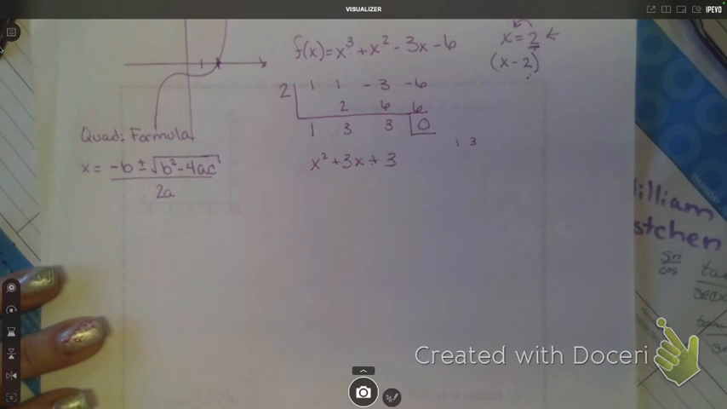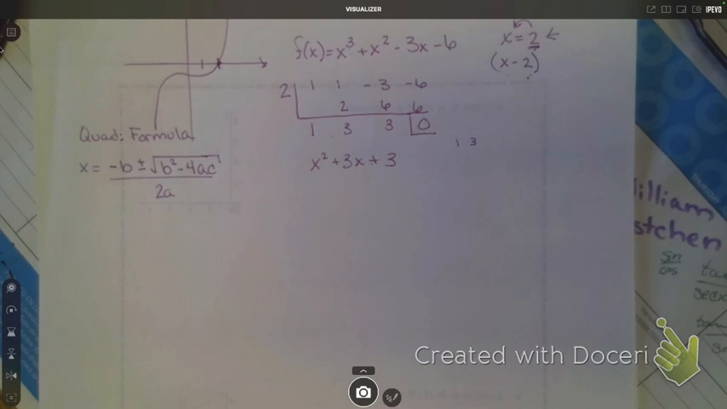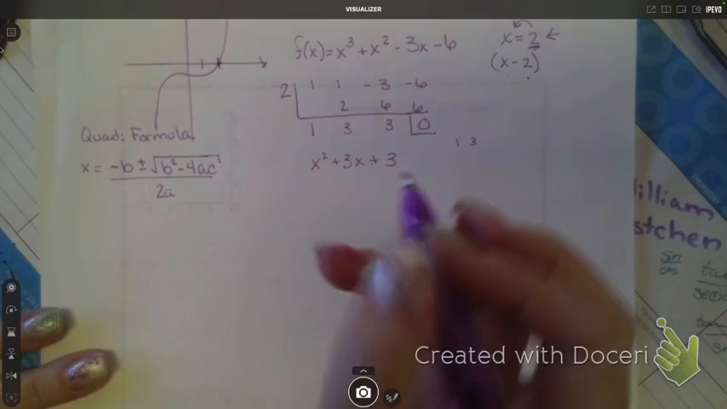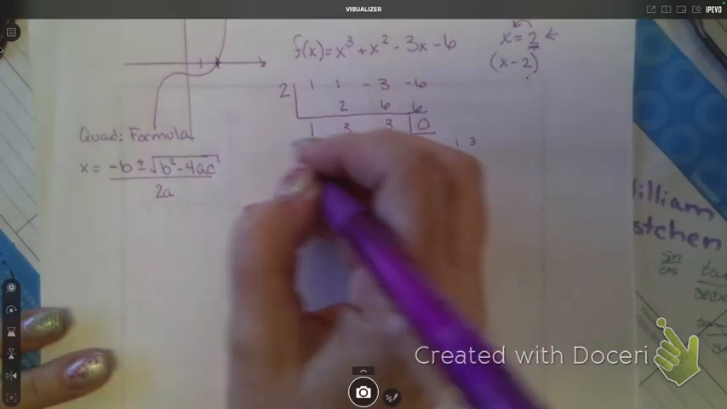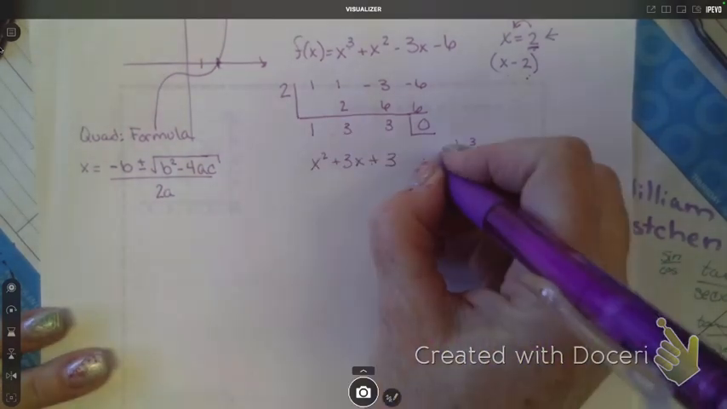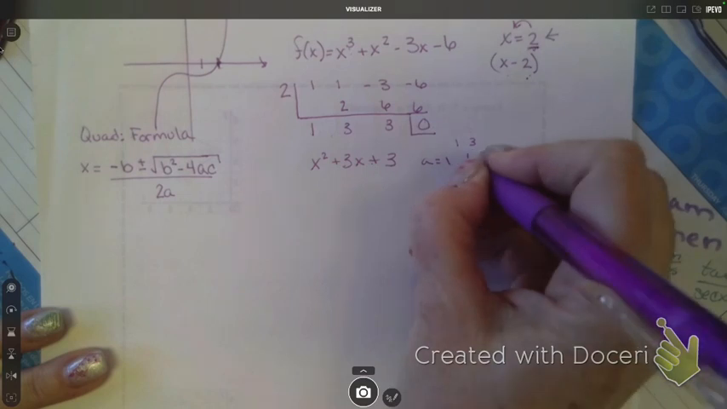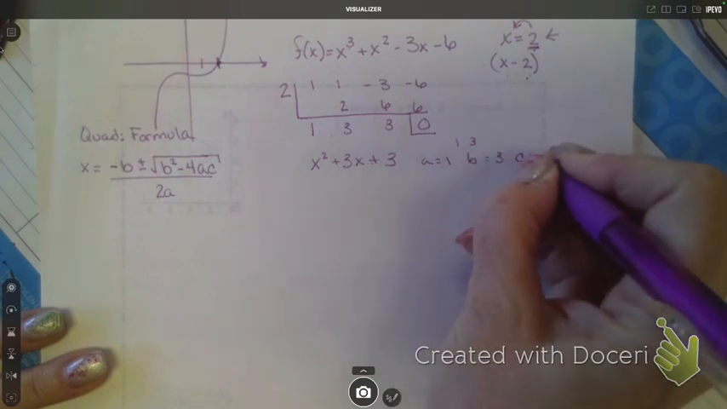You have, like, forever. Calculus just used it the other day, and I don't tell them anymore. If they can't factor, they use the quadratic formula. You've got to know it. Okay. So a is 1, b is 3, and c is 3.